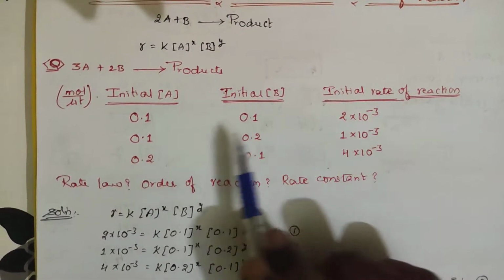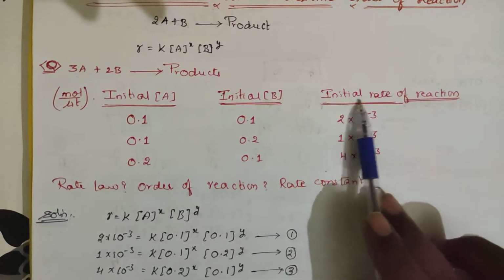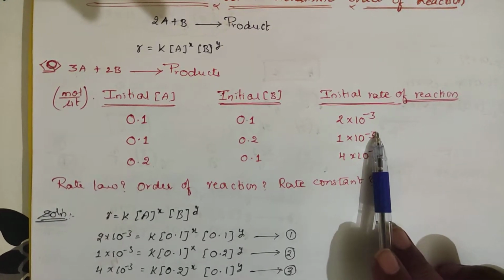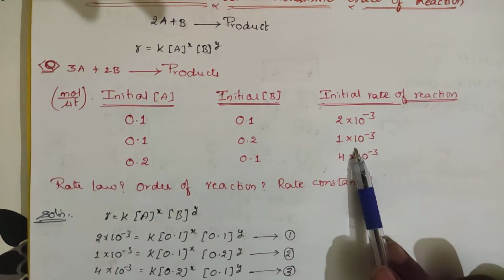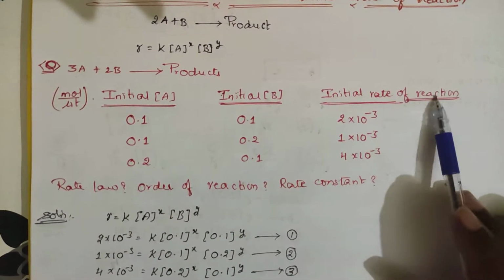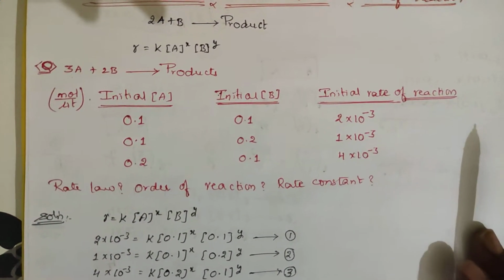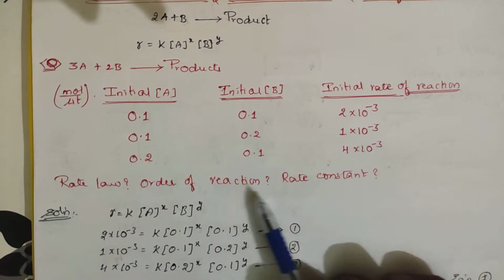Initial rate of the reaction: when the concentration of A is 0.1 and B is 0.1, the initial rate of the reaction is 2 into 10 power minus 3. In the same way, if A is 0.1 and B is 0.2, the rate of the reaction is 1 into 10 power minus 3. If the concentration of A is 0.2 and B is 0.1, the initial rate will be 4 into 10 power minus 3. Based on this, he is asking to calculate the rate law, the order of the reaction and the rate constant.